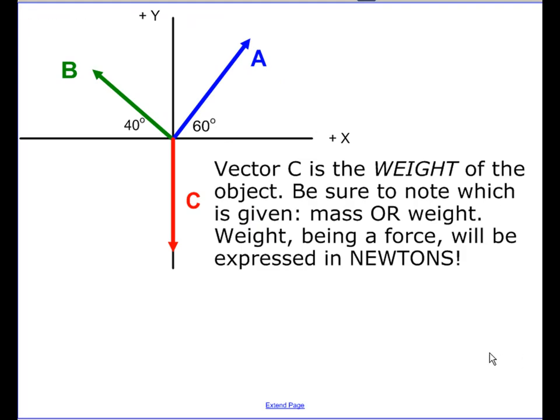I want to caution you on what vector C represents. It represents the weight of the object. You're not always going to be given the mass like in this problem. Sometimes you're going to get the weight. And you'll know the difference because weight is expressed in newtons because it's a force, and mass is typically in kilograms. So be careful about that. Don't be tripped up by that.